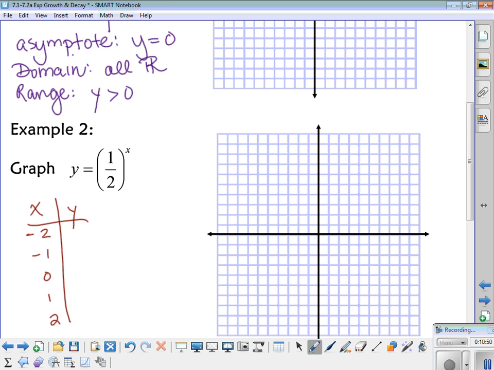Okay, so if I take 1/2 to the negative 2 power, what's that mean? Yes, it equals 4, because I have to flip it over and square it. And if I take 1/2 to the negative 1 power, I get 2. To the 0 power is 1. To the first power is 1/2. To the second power is 1/4. So you can see it ends up starting off with a higher number and then slowly getting smaller. So the graph would look something like that.